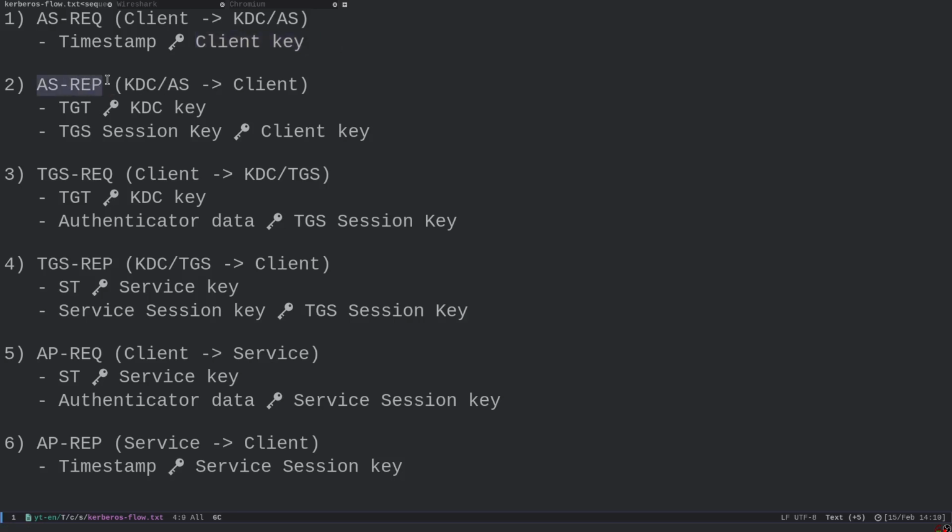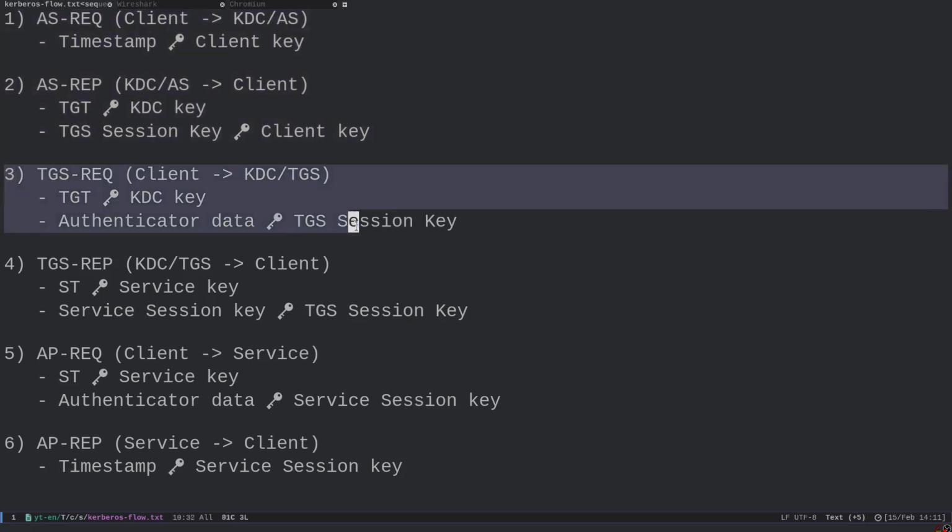In the reply of the authentication request, we find the TGT, which is encrypted with the KDC key, which means that the client cannot access this data. But we also find the TGS session key, which is encrypted with the client key. So the client will access the session key. So this is the first flow. Then we find the second flow.